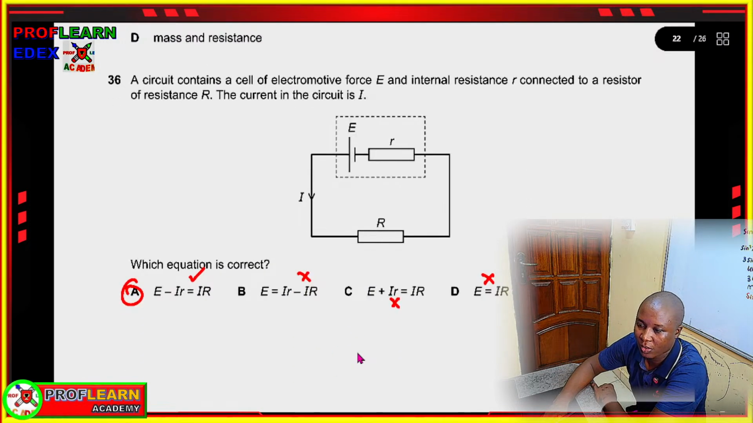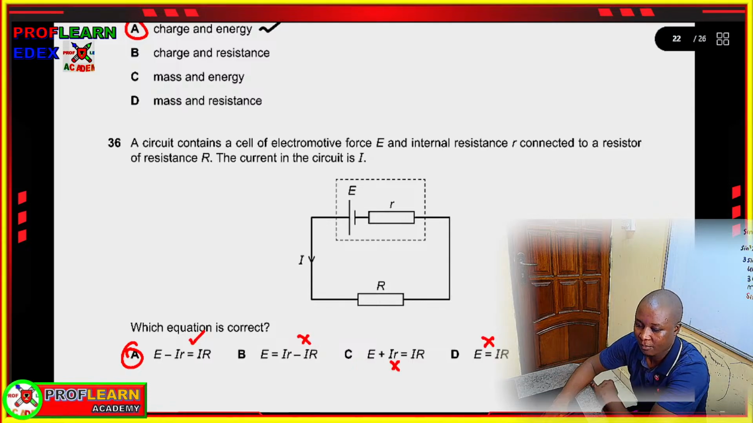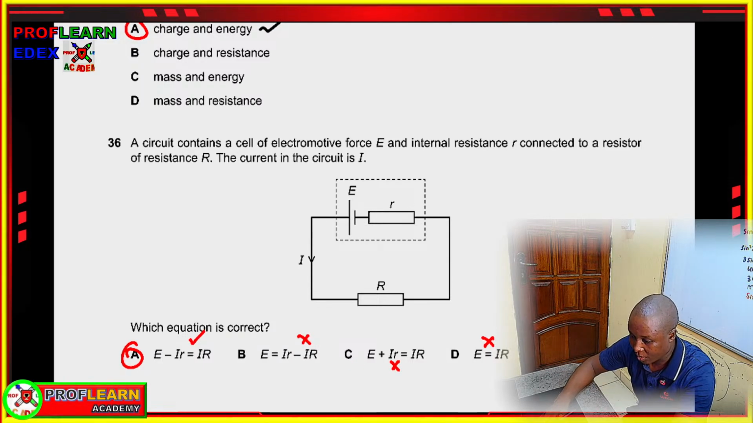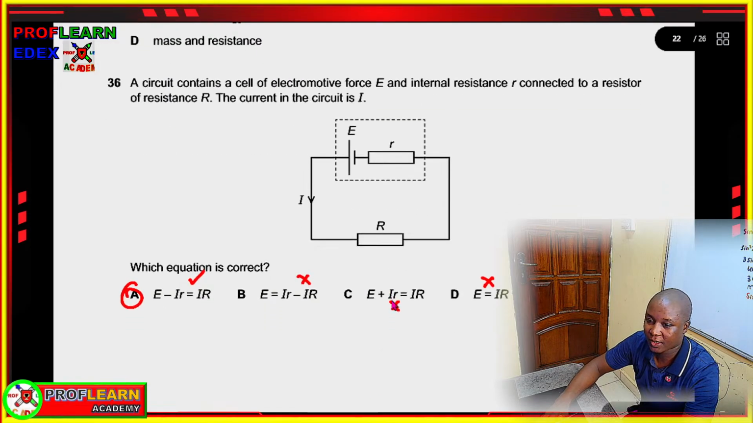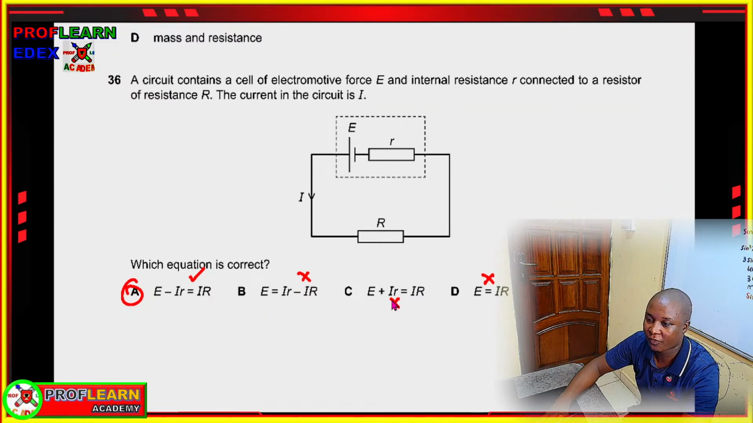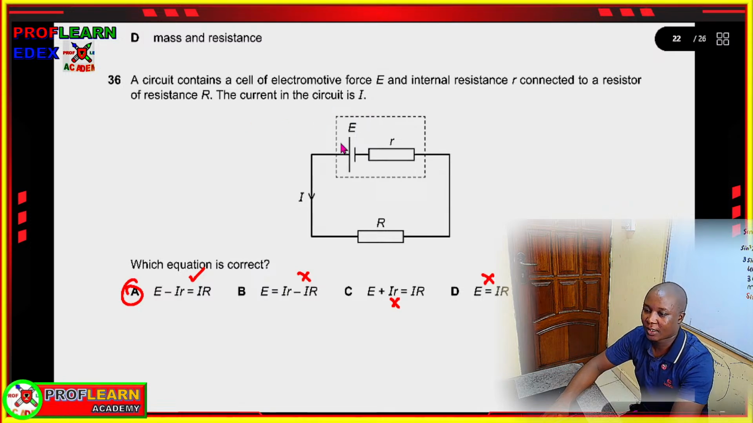Moving to question number 36. Number 36 says the circuit contains a cell of electromotive force E and internal resistance r, connected to a resistor capital R. The current in the circuit is I.